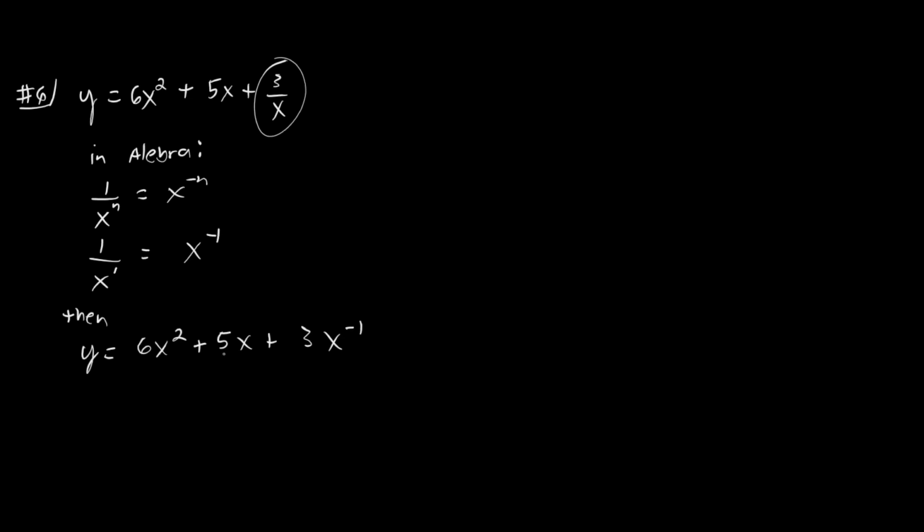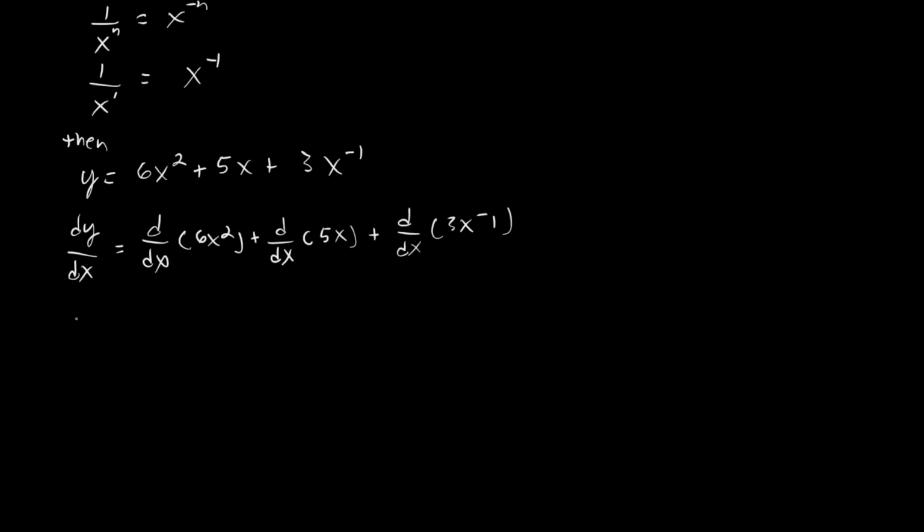Now, we can rewrite the equation. We can now differentiate: the derivative of y with respect to x is equal to the derivative of 6x squared plus the derivative of 5x plus the derivative of 3x raised to negative 1. The derivative of 6x squared is 6, then the derivative of x squared is 2x. Then the derivative of 5x is just 5.